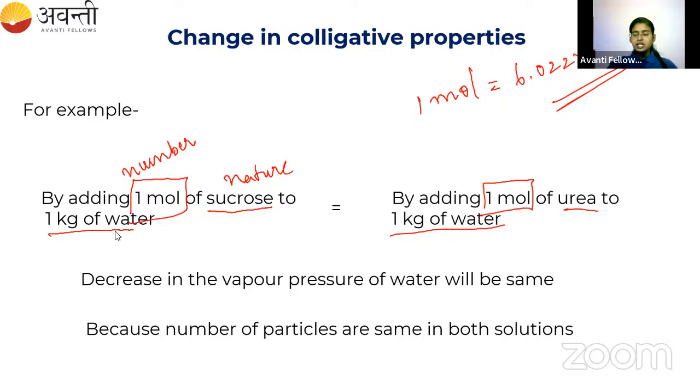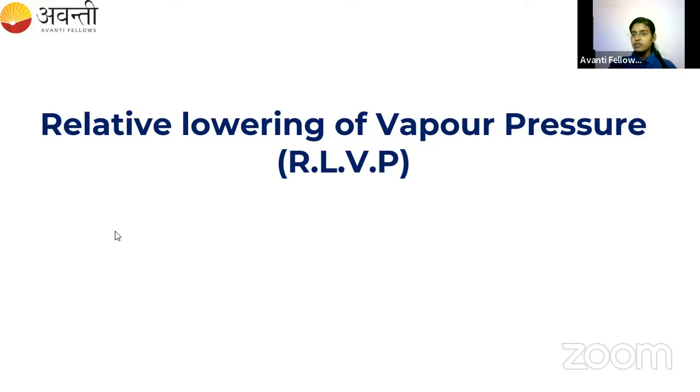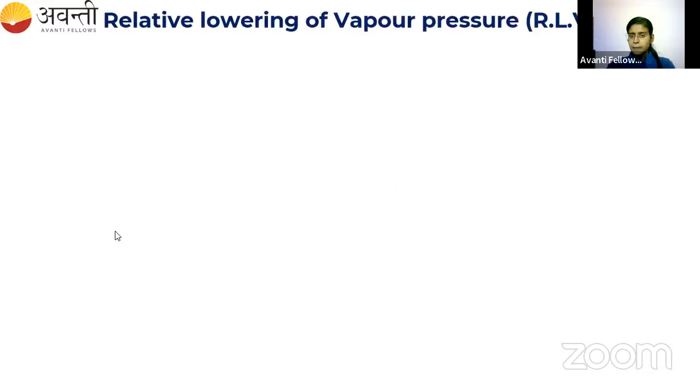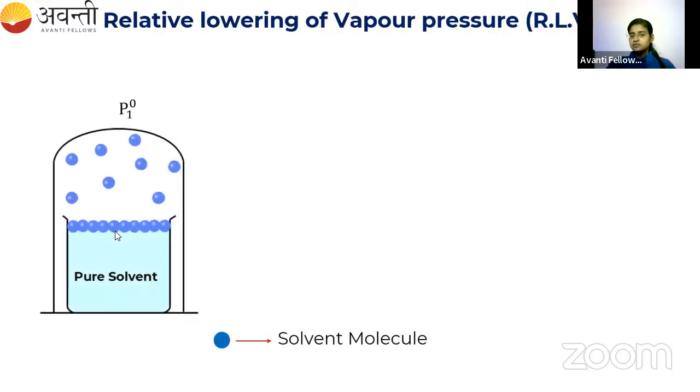Now let me enter into the relative lowering of vapor pressure topic. Let me continue this first type alone, and then I will finish off today's session. From the next type onwards, we can discuss in the next class. Okay, tomorrow we will discuss. All right. So the first is relative lowering of vapor pressure, RLVP. Now, in all the four cases, first I will take a pure solvent.